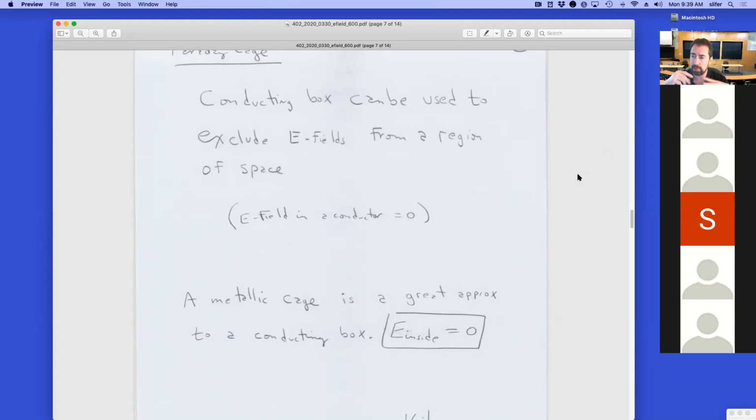Also, another nice application of this is, for the people in the class that like to work on their own computers, you get RAM or some kind of motherboard that you want to put into your computer. It comes in these little electrostatically protected bags. What is going on there?